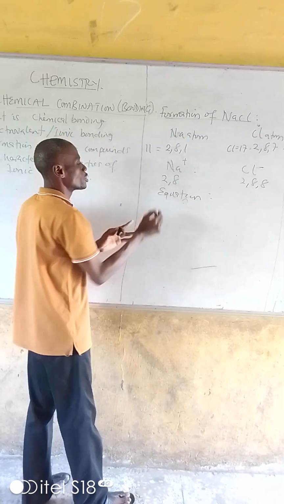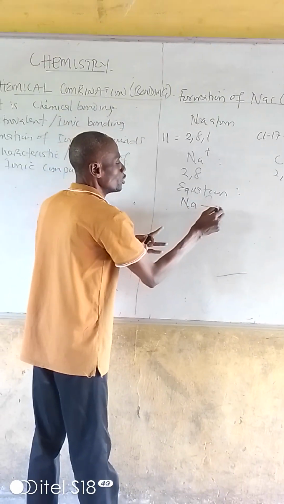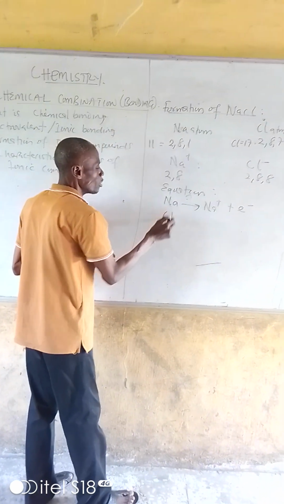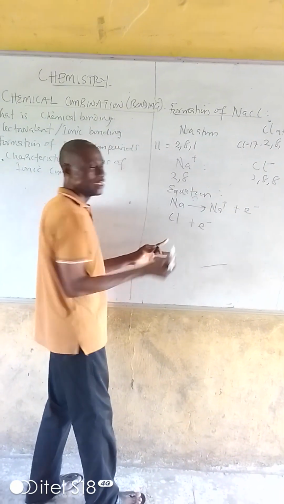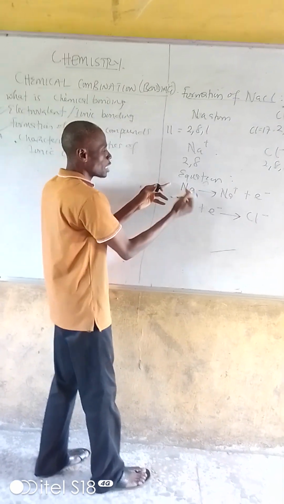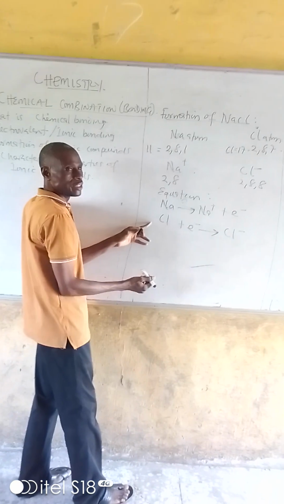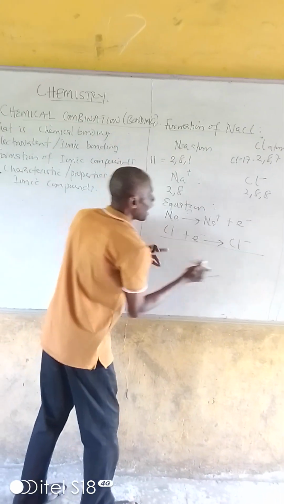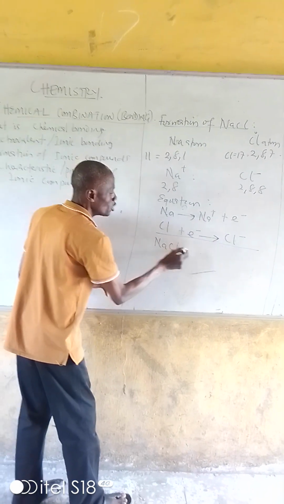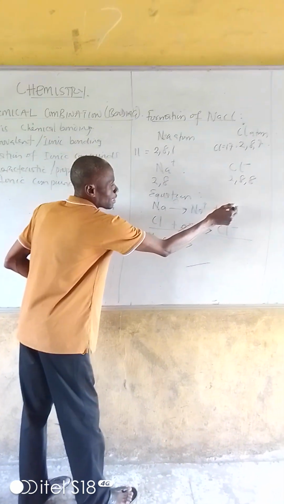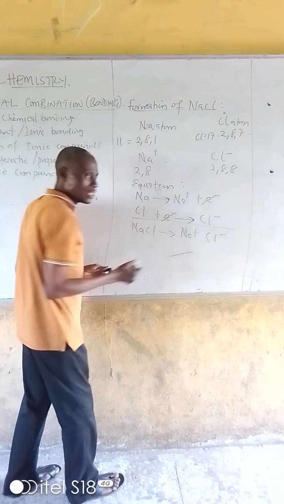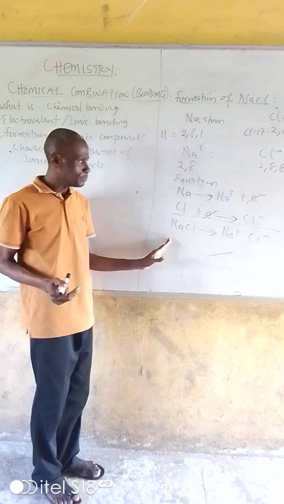The equation is going to look like this. The sodium atom is going to lose an electron to form a sodium ion, and our chlorine atom is going to gain electrons to form chlorine ions. So you can see that sodium loses, chlorine gains. In summary, adding the two equations for NaCl, the electrons cancel. I will now have Na+ and Cl-. So that's what we are having.